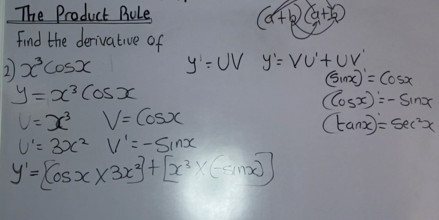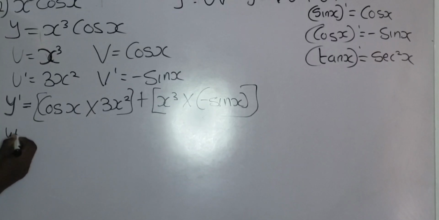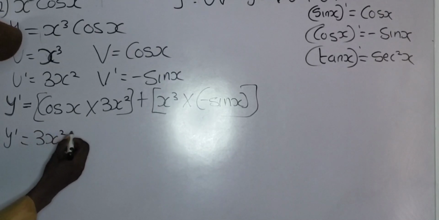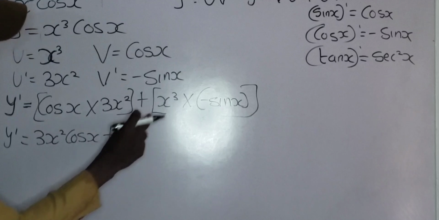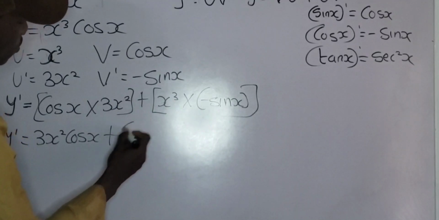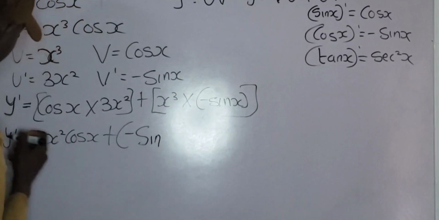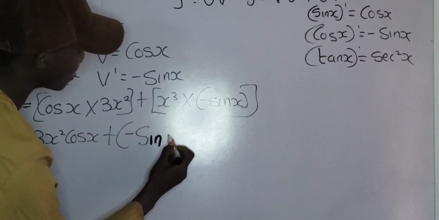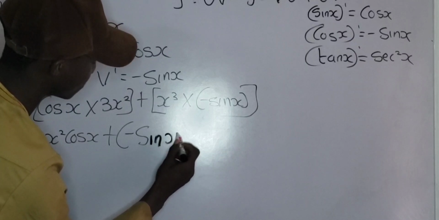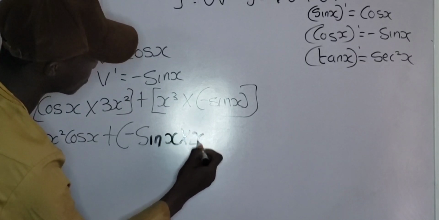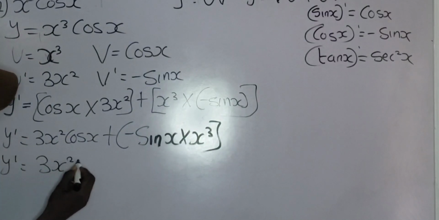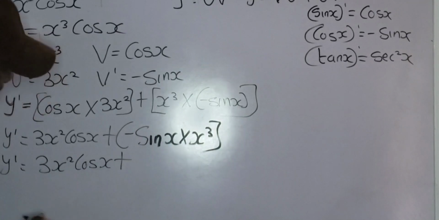Do you understand? So now let us proceed. The derivative of y is equals to cos x multiplied by 3x squared. That is 3x squared cos x plus x squared multiplied by minus sin x. That is minus sin x multiplied by x raised to the power of 3. Okay, let us proceed.